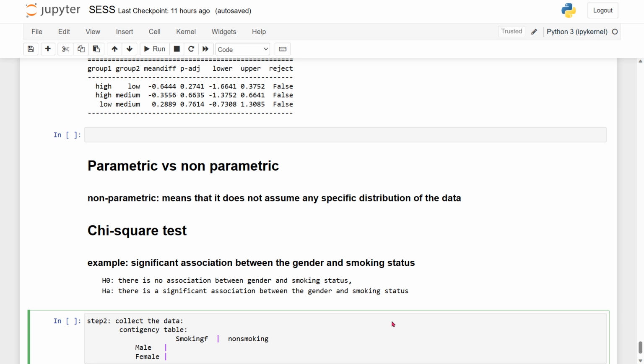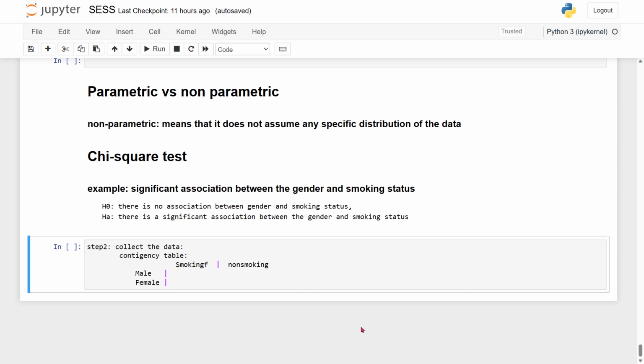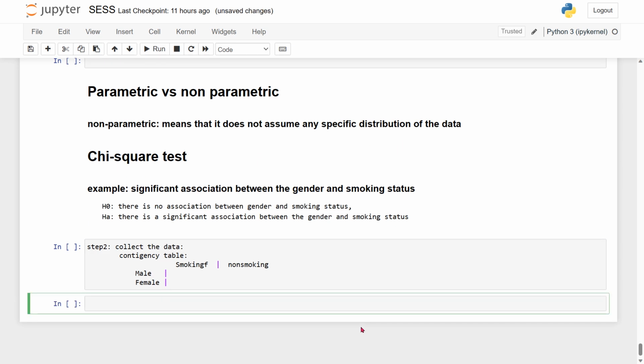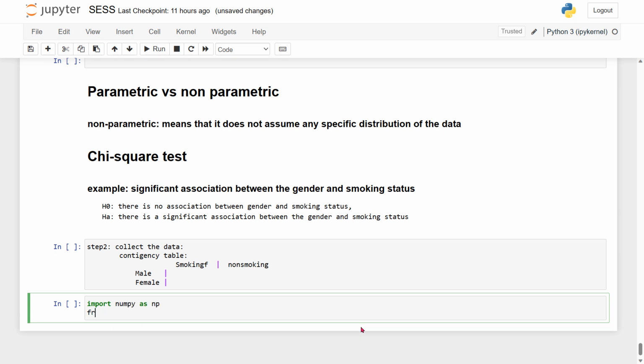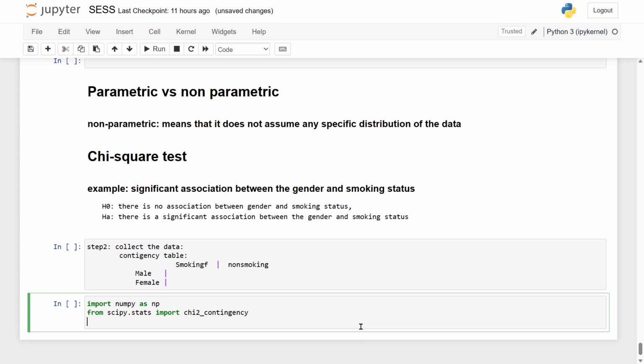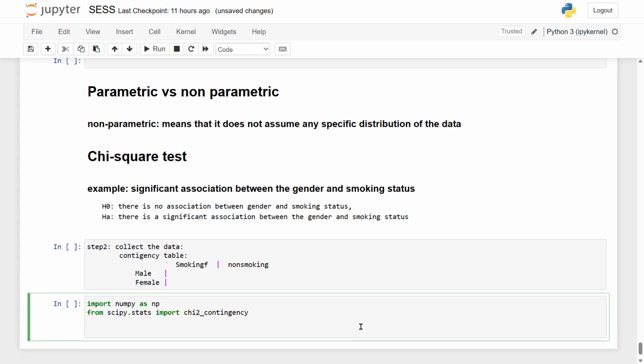Let me write down a similar kind of one. So let's import numpy as np and then from scipy.stats import chi2_contingency. That's it. Now let's define the contingency table quickly for the same thing approximately. Now I'm just defining the contingency table.